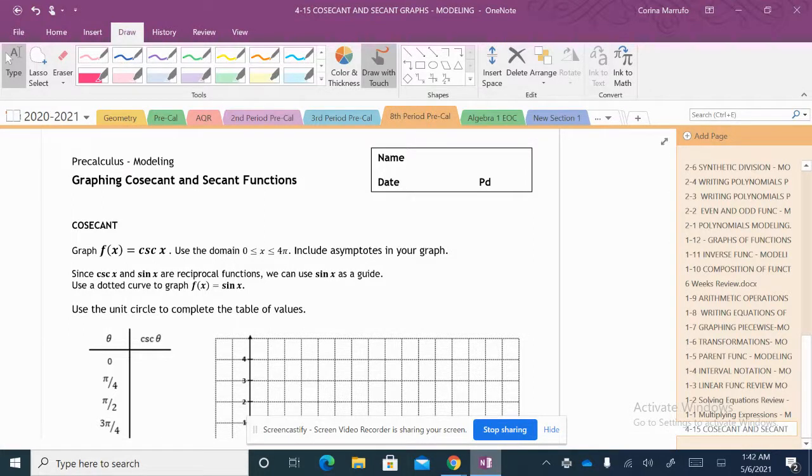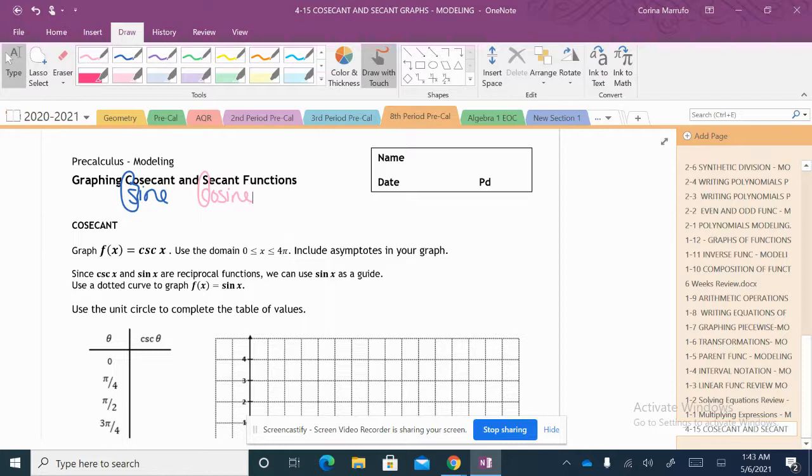Graphing cosecant and secant functions. So remember, cosecant is the opposite of sine. The way I remember is that they start with different letters, so that's how I know they're opposites of each other. And then secant is the opposite of cosine. Secant starts with an S, cosine starts with a C. So that's how I know they're opposites of each other, or at least that's how I remember it.